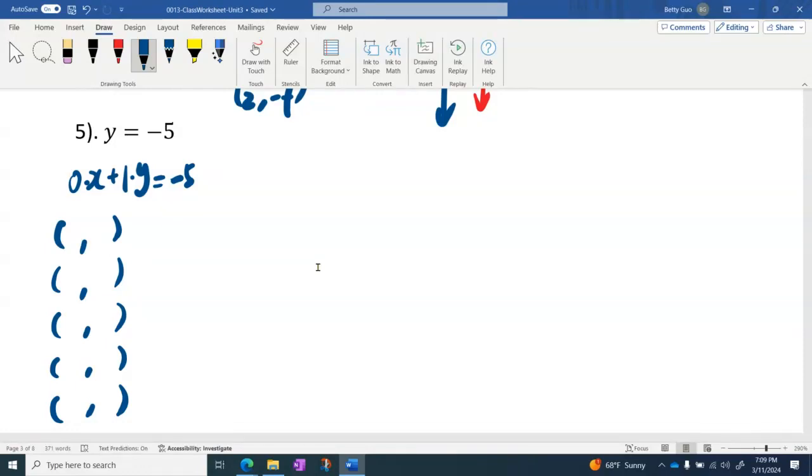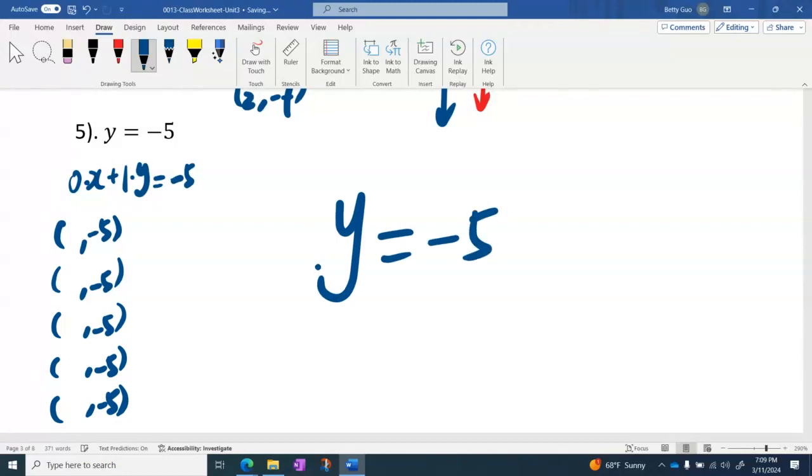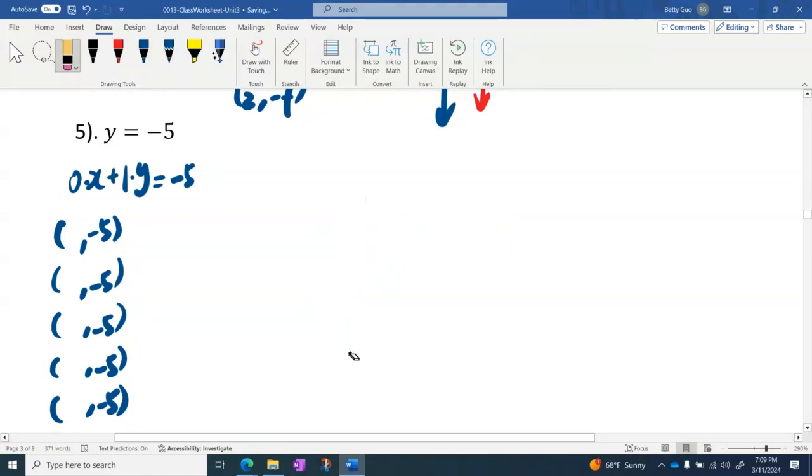In order to satisfy the equation y equals -5, the ordered pair's y value has to be -5, right? No problem, because if y is another number different from -5, you would have a contradiction. So the y value must be -5. And what about the x value? Joe would say any number, exactly.